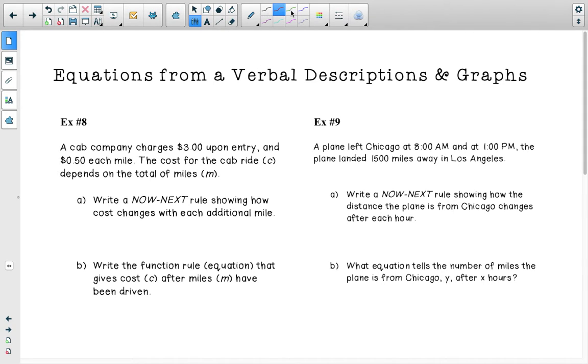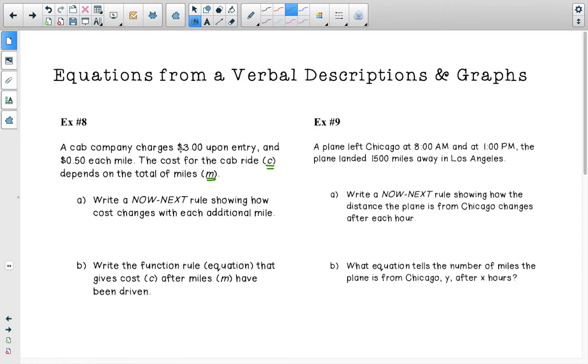That means we're going to use the variables C and M in our problem, not Y and X. We need to know what our slope-intercept is, so we need to know what our y-intercept is, our starting value, and we need to know the constant rate of change for our problem.